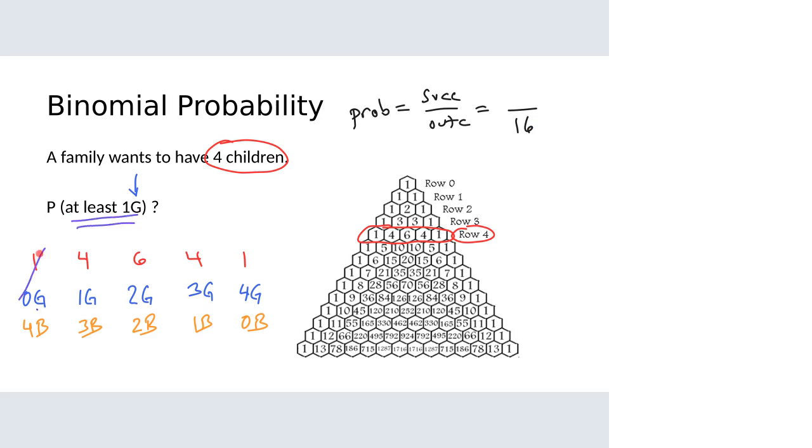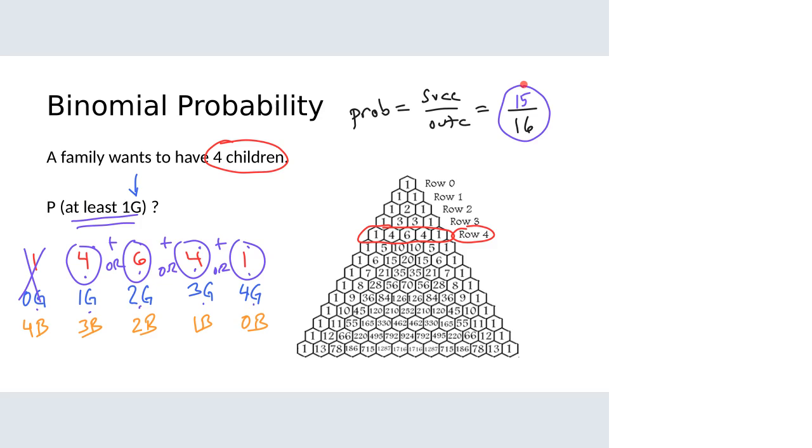Okay, well here that's no girls, so that's no good. 1 girl, yep. 2 girls, okay, I just wanted at least 1. 3 girls, yeah. 4 girls, yeah. So the number of successes are these, plus these, plus these, plus these. This is very similar to what we saw in the tree diagram, because I could get at least 1 girl this way, or this way, or this way, or this way. And so I need to add those all together. 4 plus 6 is 10, 4 is 14, and 1 is 15. So the probability of getting at least 1 girl is 15 out of 16.